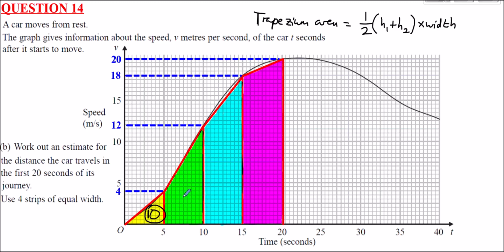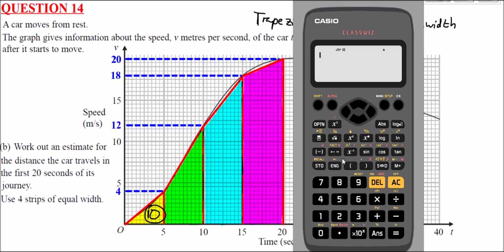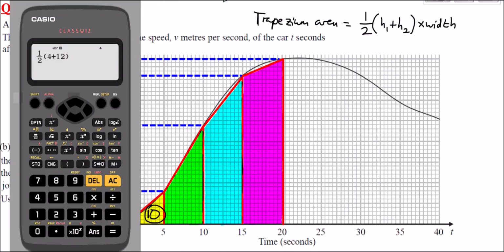From 5 to 10 is 5, from 10 to 15 is 5, and so on. So for this first green one, I'm going to have a half. Height of this first line is 4. Height of this second line is 12. Then multiply that by the width. Just move that here so you can see the formula. So times that by the width, which is 5. And I have 40.